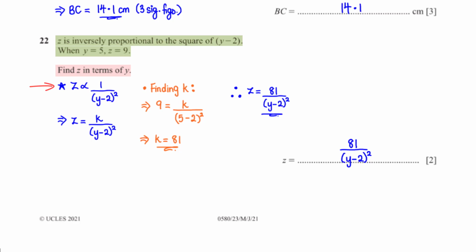This means that z is equal to a constant, which we are going to call k, times 1 over y minus 2 squared. To find the value of k, we substitute the values of y equals 5 and z equals 9 given in the question. This gives us 9 equals k divided by 5 minus 2 squared. When we make k the subject, we get k equals 81. Therefore, z is equal to 81 divided by y minus 2 squared.